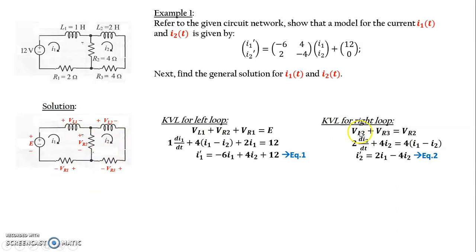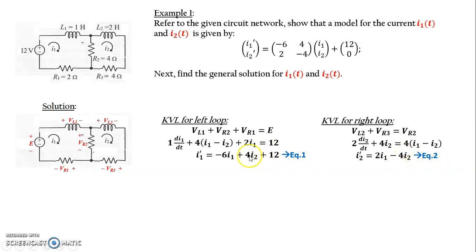After that, you just need to substitute each of the terms with the formula given. VL equal to L di/dt. L is 2 Henry, I is I2. So that's why you ada 2 di2/dt plus VR3. VR3 is 4 ohm multiply dengan I2, equal to VR2. Here VR2 you have 4(I1 minus I2), so you just use the same value. Then you just rearrange the equation so that you have I2' equal to 2I1 minus 4I2. This is considered as equation 2.